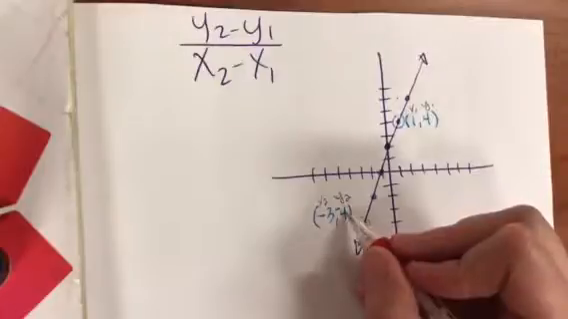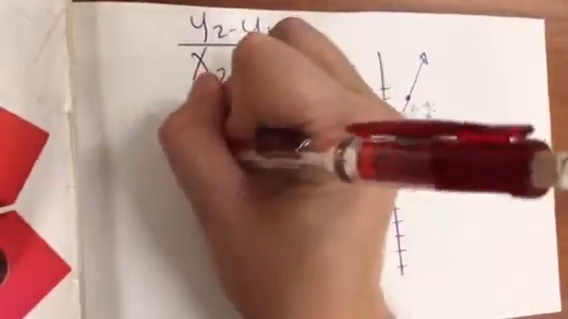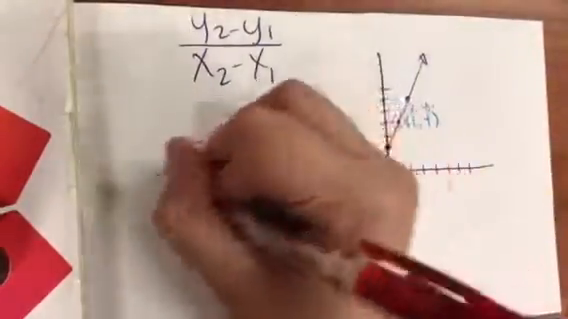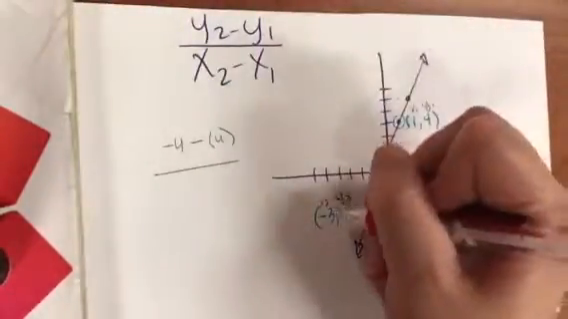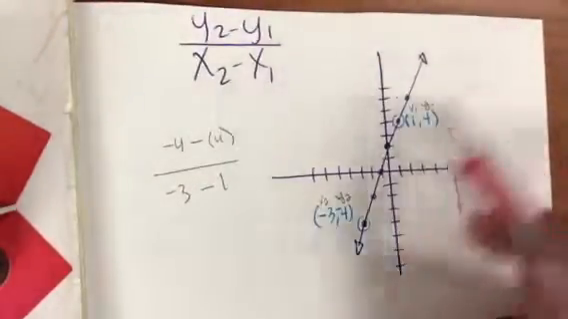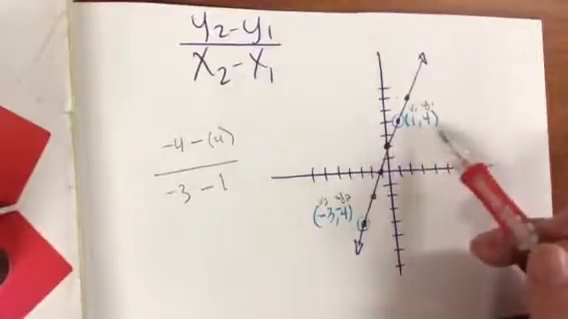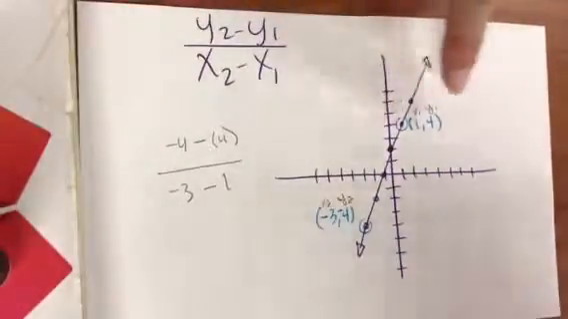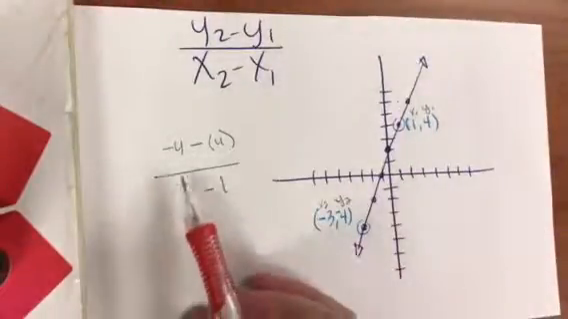So now my y2 is -4 minus 4, over my change in x's, x2, which is -3 minus 1. Now you have to be really careful. Make sure you have these labeled properly. Don't switch your x's and y's. If this is 2, this is 2. If this is 1, this is 1. Either way, you got to be consistent.